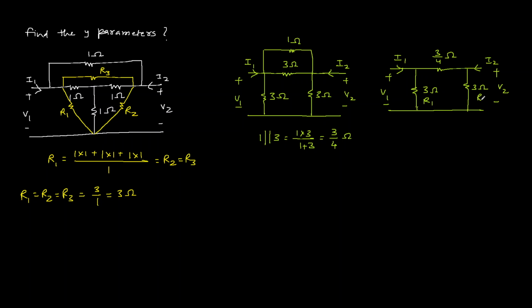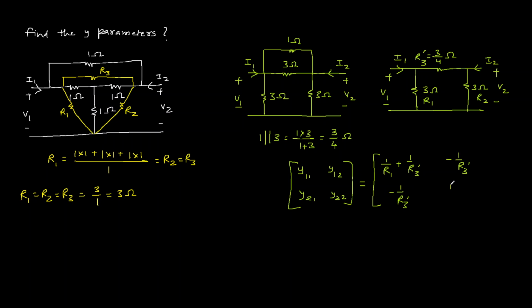This one is R1, this is R2, and let's write it R3 dash. So now the y parameter for this pi circuit is y11, y12, y21, y22. I am writing in matrix form: 1 over R1 plus 1 over R3 dash, then minus 1 over R3 dash, minus 1 over R3 dash, and then 1 over R2 plus 1 over R3 dash.